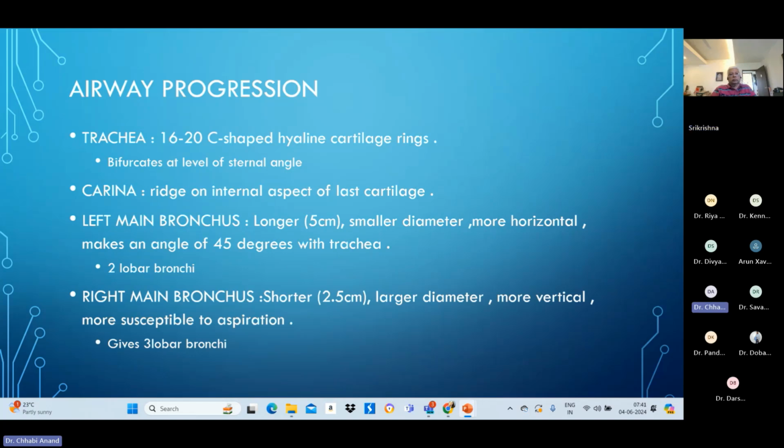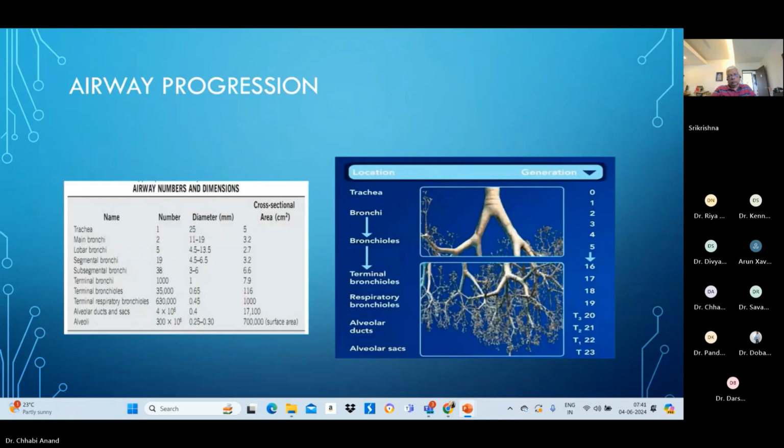Airway progression. The trachea is 16 to 20 C-shaped hyaline cartilage rings and bifurcates at the level of the sternal angle, that is T4. The carina is a ridge on the internal aspect of the last cartilage. The left main bronchus is longer, 5 cm, smaller in diameter, more horizontal, makes an angle of 45 degrees with the trachea, and has two lobar bronchi. The right main bronchus is shorter, larger in diameter, more vertical, and more susceptible to aspiration. It gives three lobar bronchi. This is the airway progression.